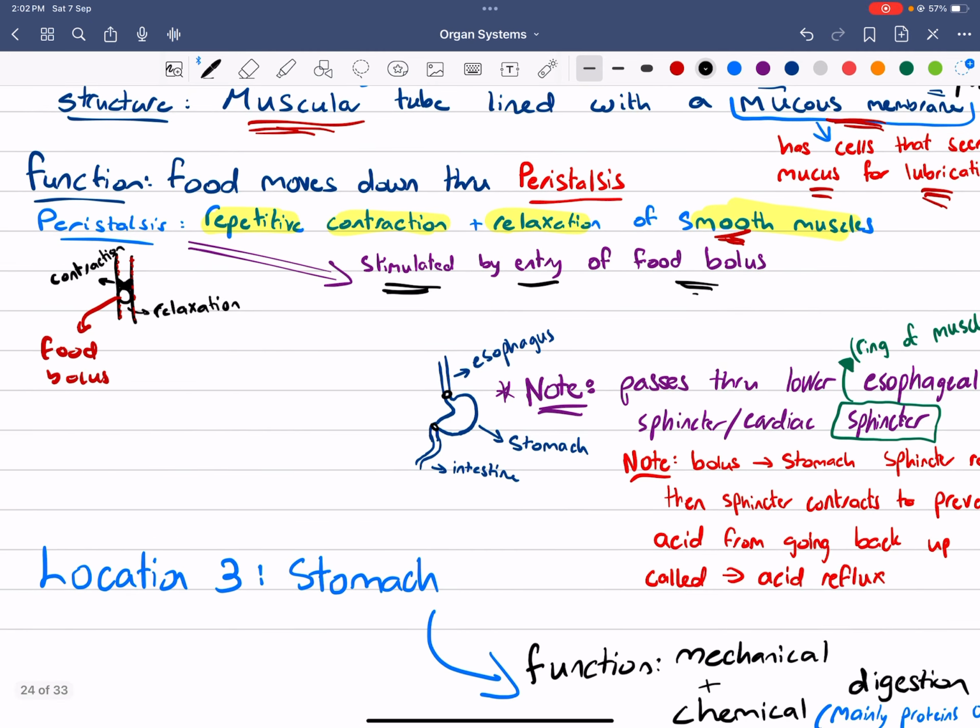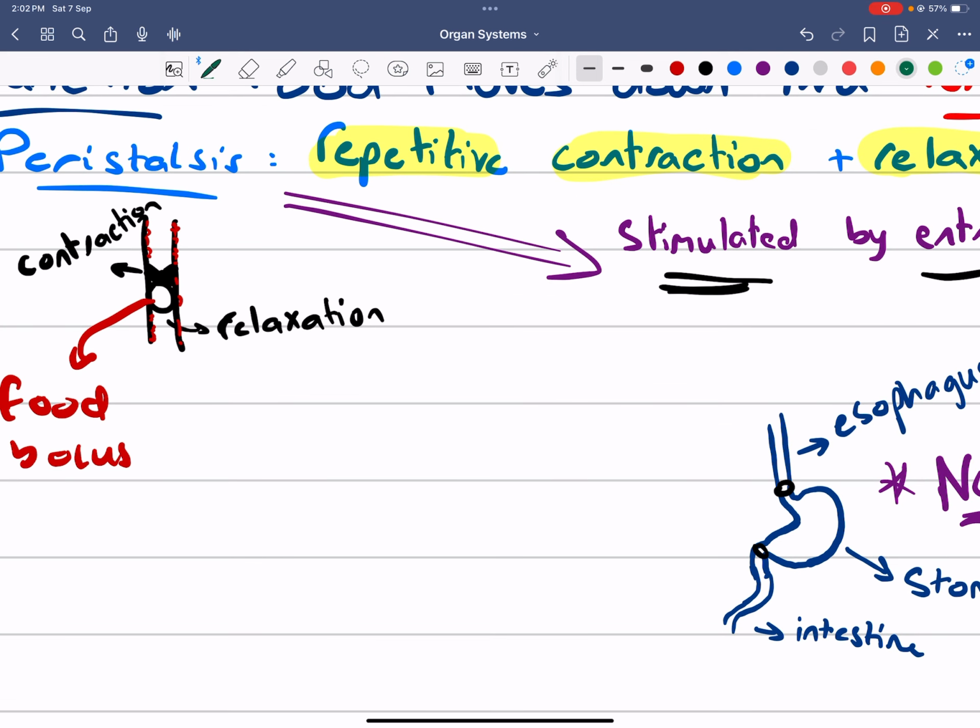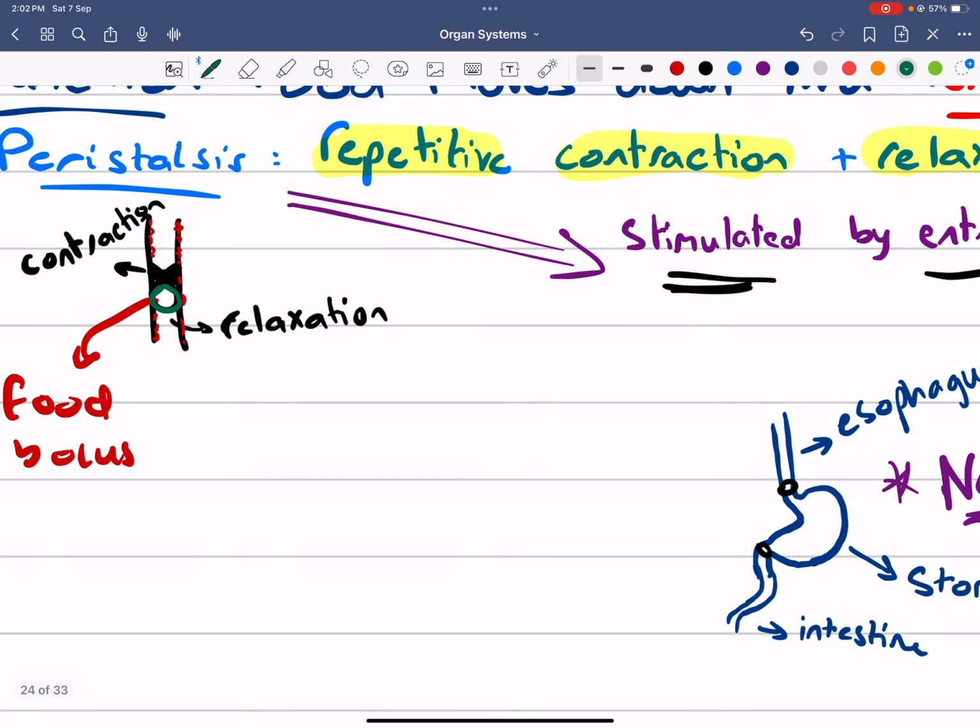Now, I want you guys to pay attention for this. I want you to think about it logically. So we have the food bolus here. I want to push it down. So I will contract on top of it. So contraction above the food bolus, and there will be a relaxation under it. Okay? So for it to pass, let me draw it again.